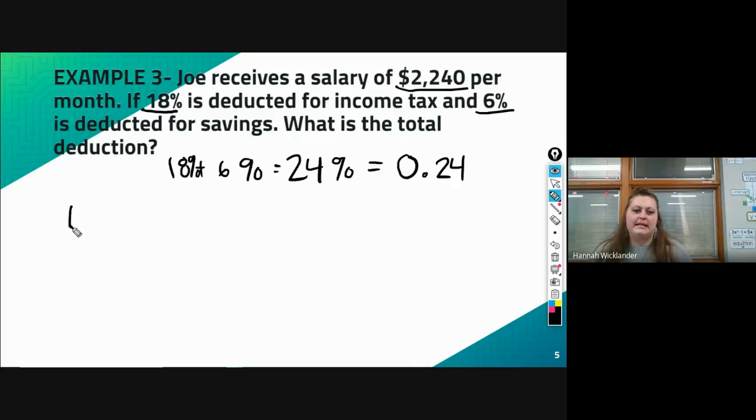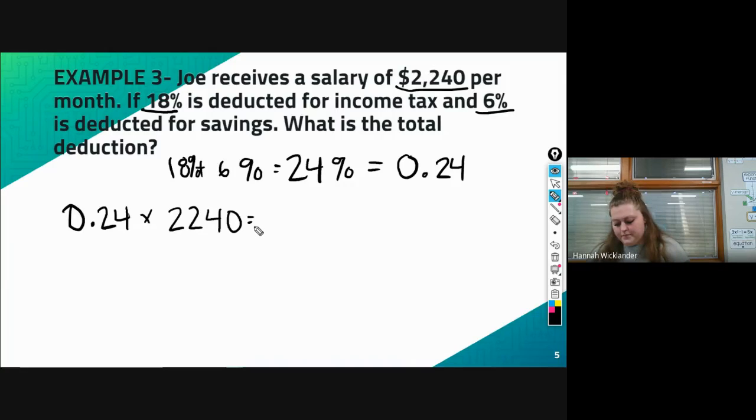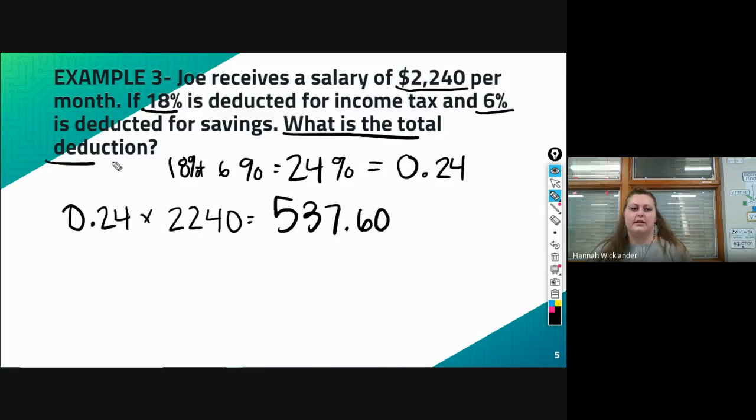Now I'm going to multiply this number, my decimal, by my number with the dollar sign. So in my calculator, 0.24 times 2240 gives me $537.60. So the question is asking, what is the total deduction? So how much money is taken out of his paycheck? This is my answer right here, because 24% of 2,240 is 537.60.